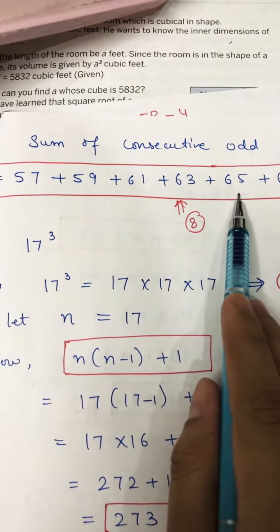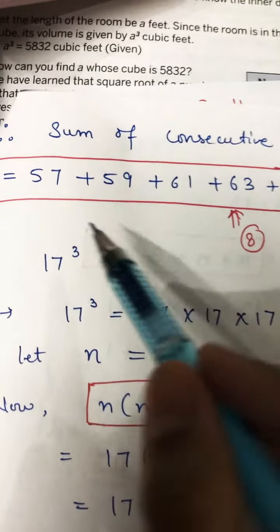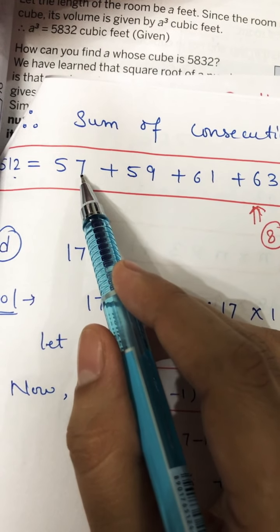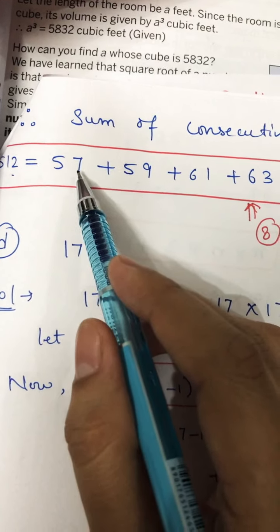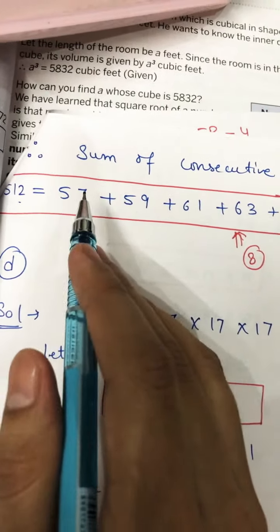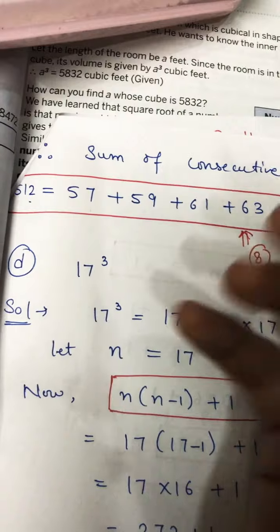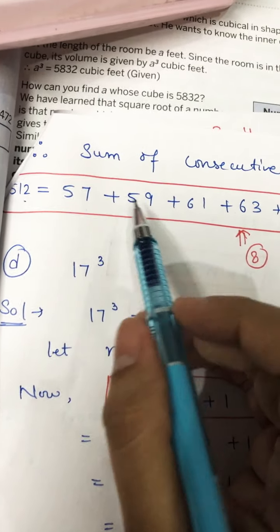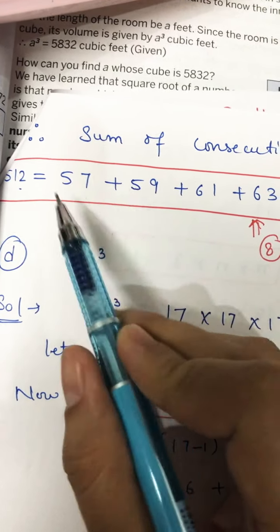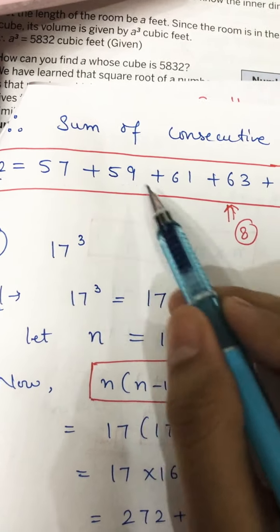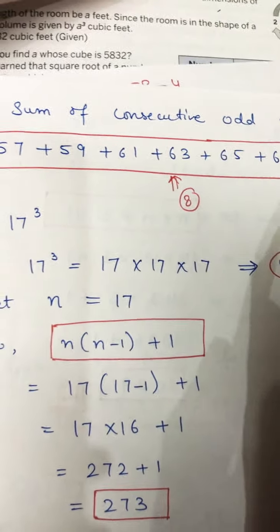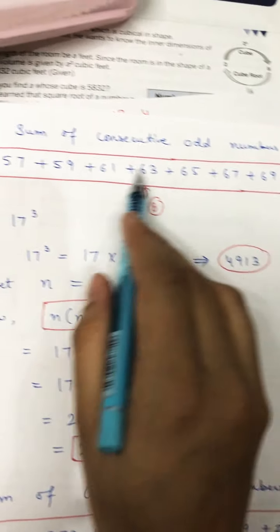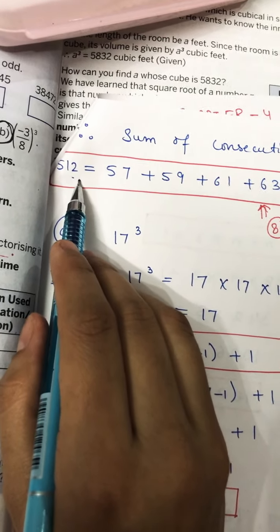These are consecutive odd numbers. What are odd numbers? These are numbers which are not multiples of 2, which are not in the 2 table. And consecutive means one after the next. You leave one number and write down the next number: 57, then leave 58, next is 59, leave 60, next is 61. In this way it is consecutive. So when you add these 8 consecutive odd numbers, your answer will be 512.